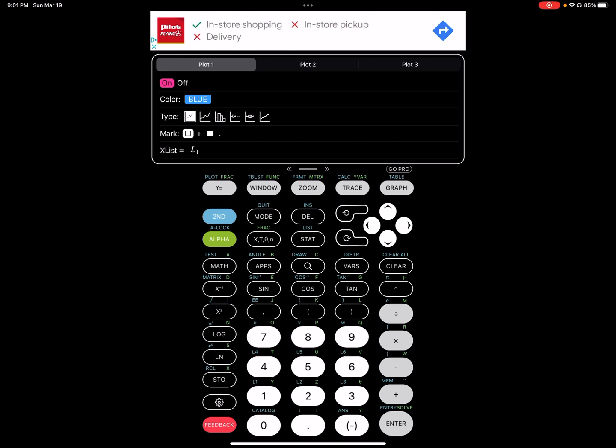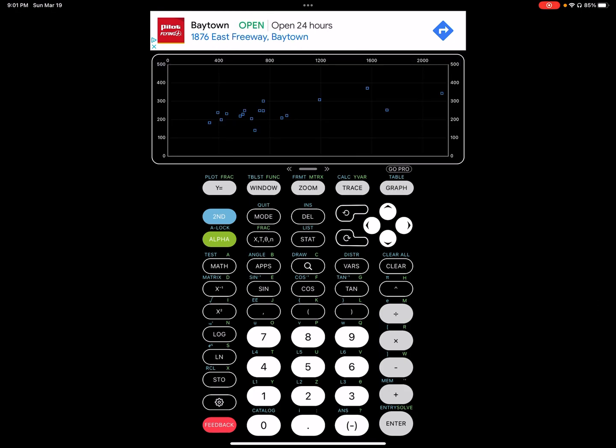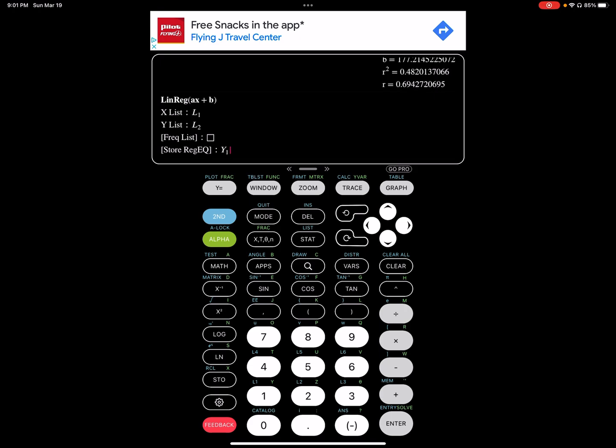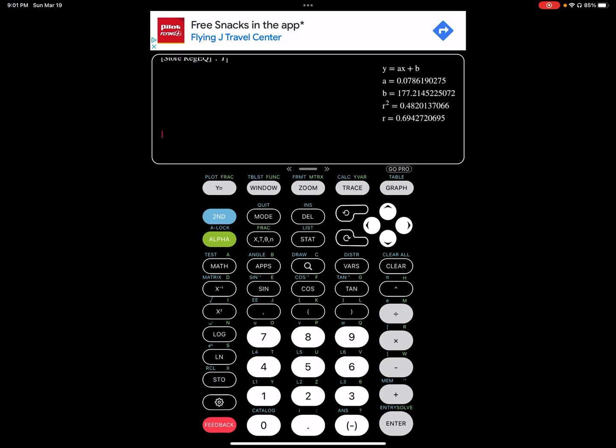And I didn't turn my stat plot on. So go to, that's my bad, second Y equals, and we're going to turn that stat plot on. Okay, let's graph. There's my dot plot, and that's what you see pretty much in your picture right there.